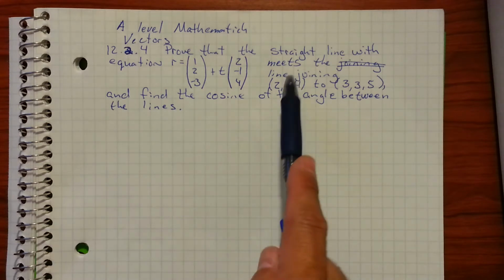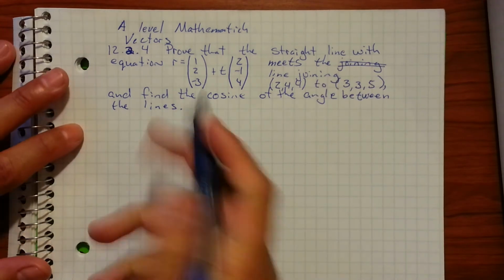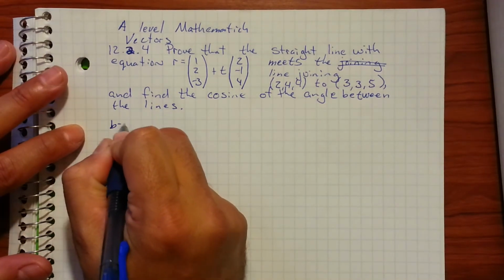So first thing I'm going to do is make an equation out of these two points right here. So I'm going to get my B minus A, and it's going to give me my vector.